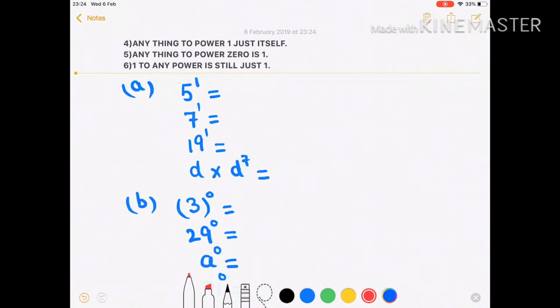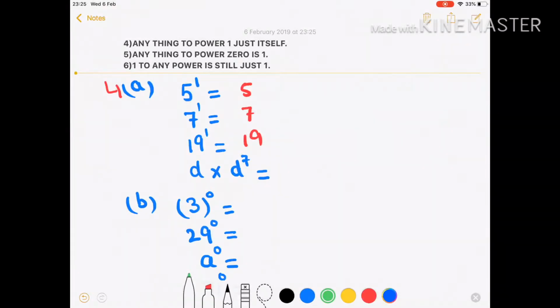Now we are going for rules number 4, 5 and 6. First, rule number 4: anything to the power 1 is just itself. Suppose 5 to the power 1, 7 to the power 1, 19 to the power 1. Anything to the power 1 is itself. Like 5 to the power 1 is 5, 7 to the power 1 is 7, 19 to the power 1 is 19.